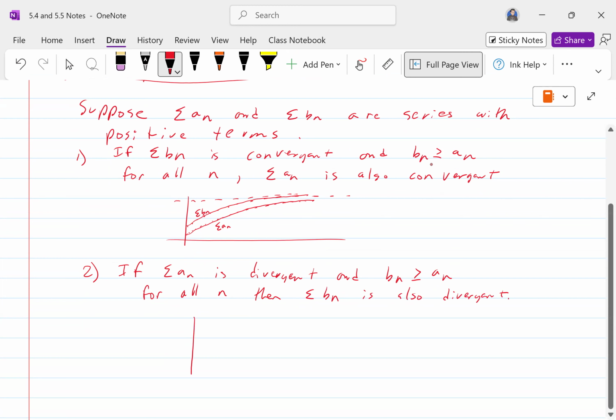Okay, so let's do a picture on this one. If A sub n is divergent, so the partial sums just go to infinity, and B sub n is always bigger than A sub n, the terms are always bigger, then the series B sub n must also go to infinity. It also must diverge.